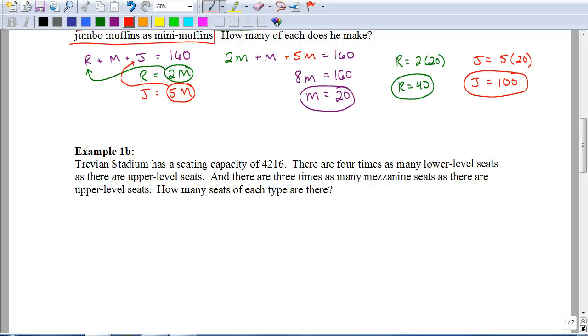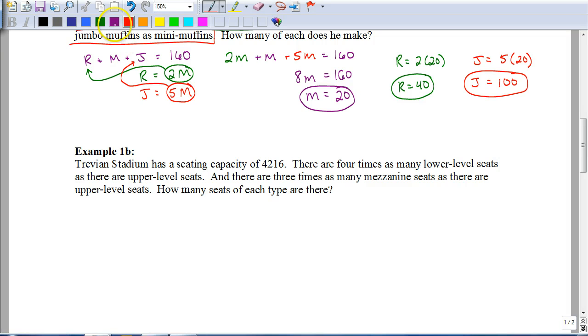Okay, so well, first off, a lot of people always ask, what does mezzanine mean? Mezzanine essentially just means the middle level. So when they say the upper level and lower level seats, the mezzanine seats would be a balcony or a level in between the lower and upper level.